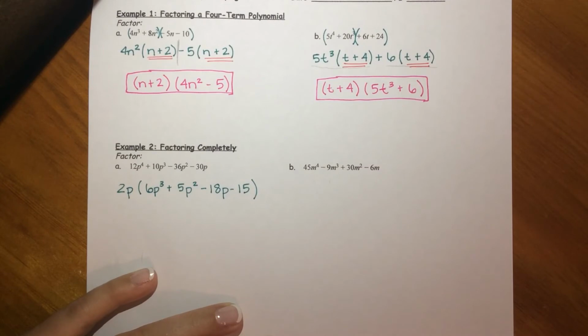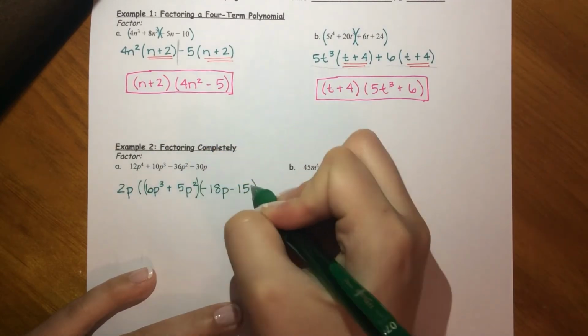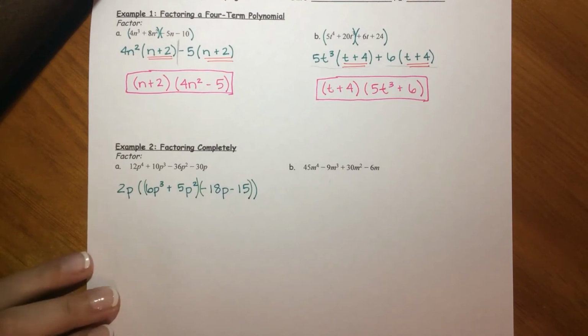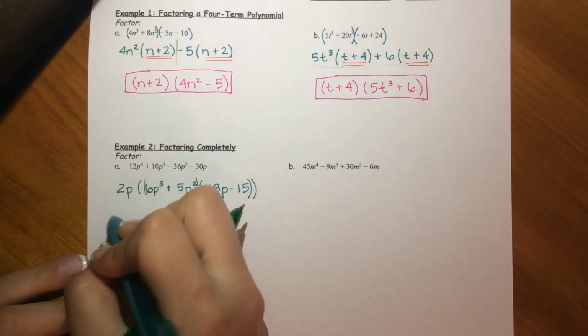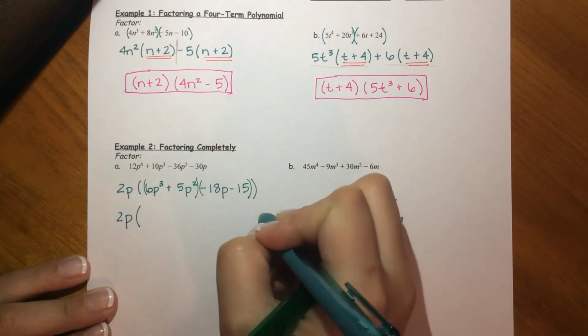So here we go. I'm going to do it in green. So I'm going to group these first two terms together, these second two terms together. My 2p just comes along for the ride. We don't do anything with it anymore. So it's going to stay there. It's going to stay as 2p, big set of parentheses.